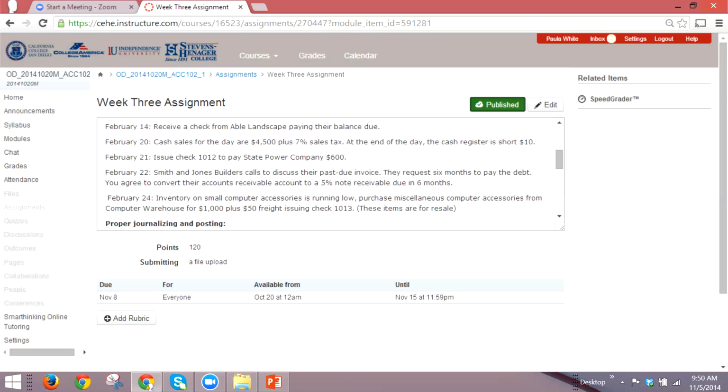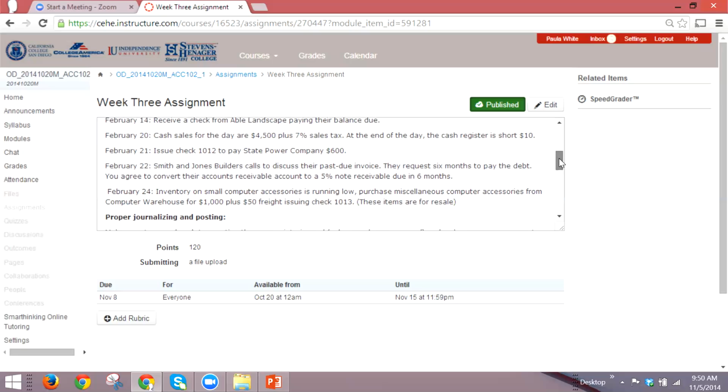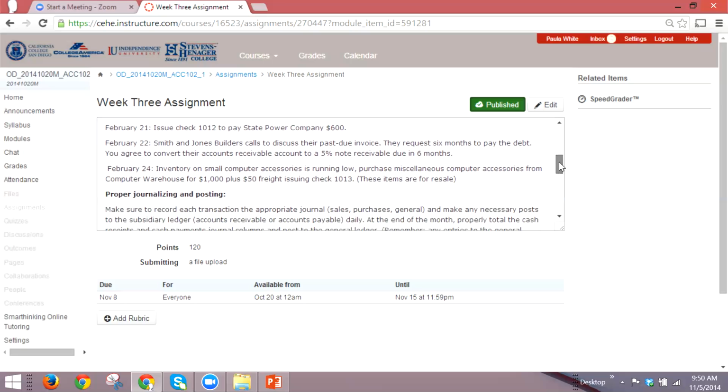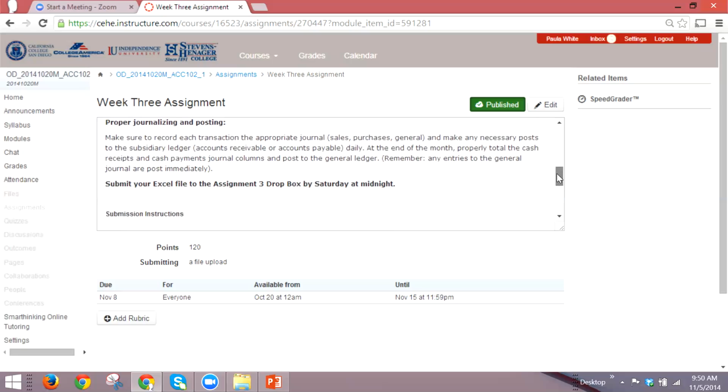And you have inventory on small computer accessories running low. You purchase miscellaneous computer accessories and you write a check, number 1013, so that would be a cash payment.